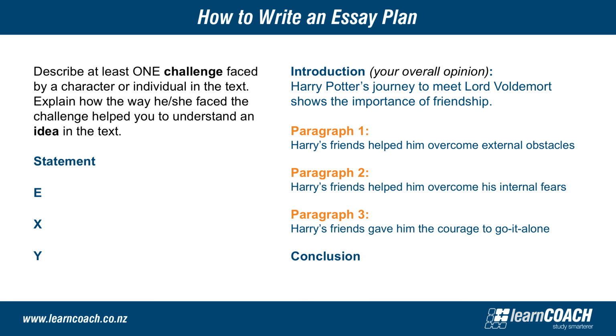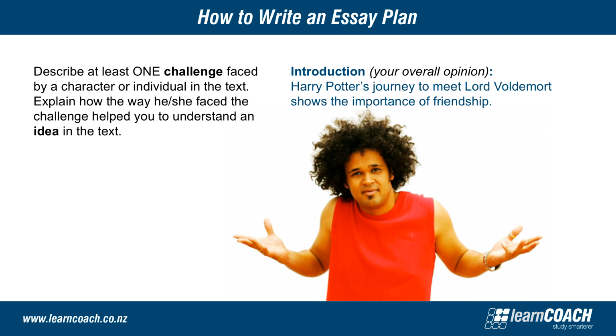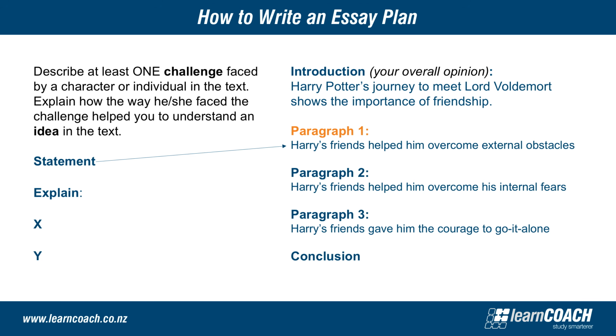So the statement for paragraph 1 would be, Harry's friends helped him overcome external obstacles. E is explain what you're talking about. You might have read one of these reasons earlier and thought, what do you mean? So I need to explain. Explaining this first statement would be something along the lines of, Harry relied on Ron and Hermione to reach Lord Voldemort. In your essay, you would then write a couple of sentences about what Ron and Hermione actually did to help Harry. X is example, which is almost always a quote.